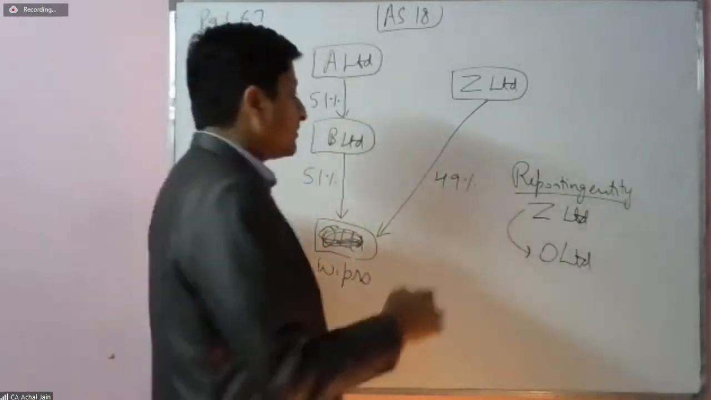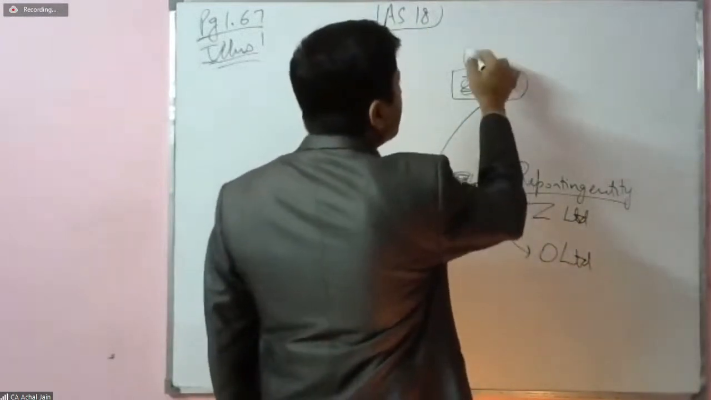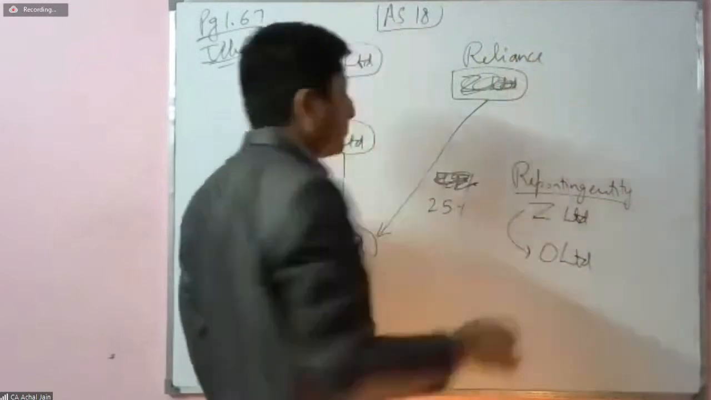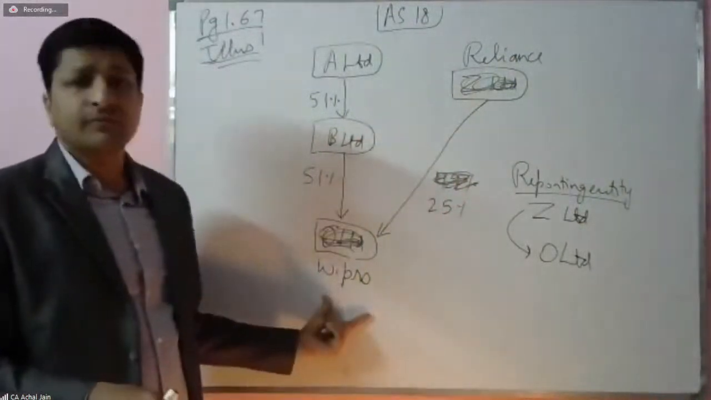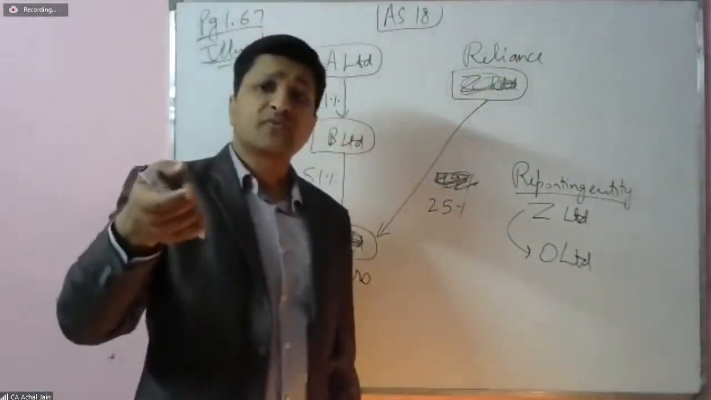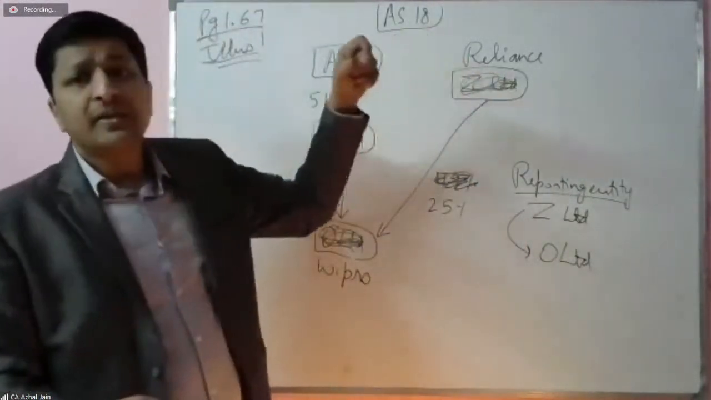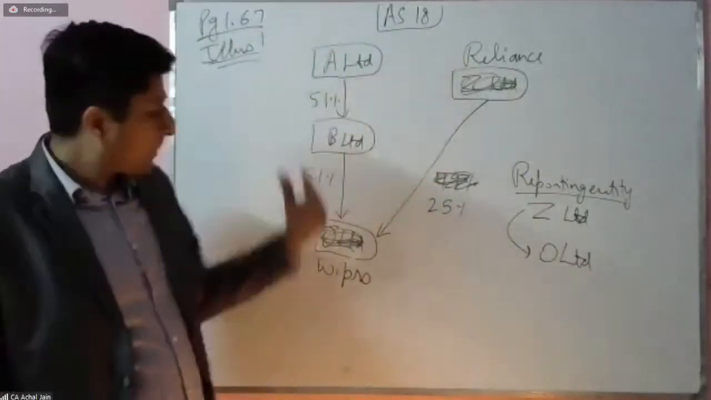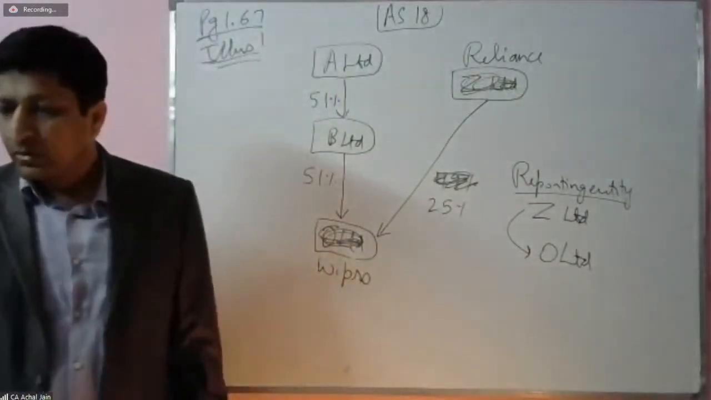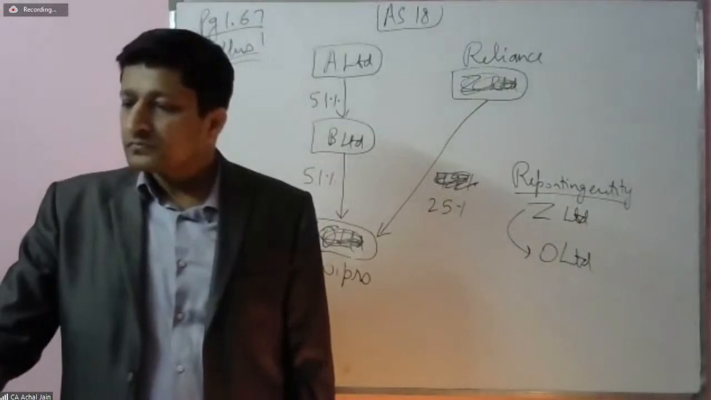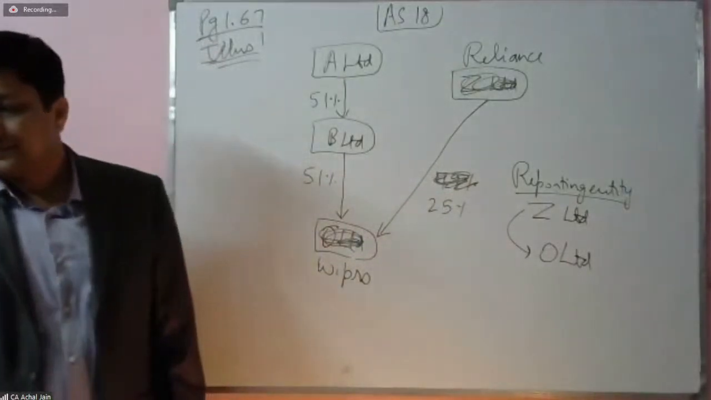Let's suppose this is Wipro, wherein Reliance buys 25%. So who is having significant influence? It's Reliance. Over whom? Wipro. Wipro is not having significant influence. Wipro is getting significantly influenced by Reliance. So that's why Reliance will be considered as the investor and Wipro will be considered as the associate if this happens. Okay. Yeah, clear?